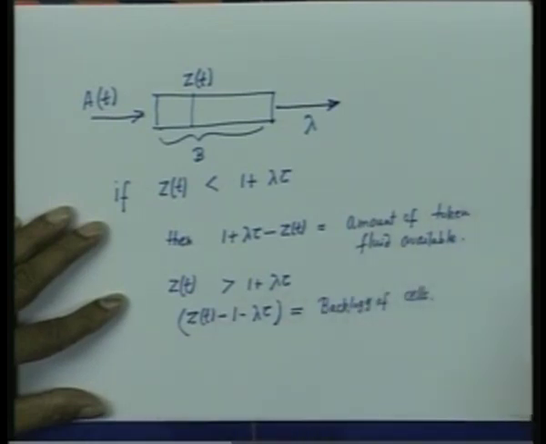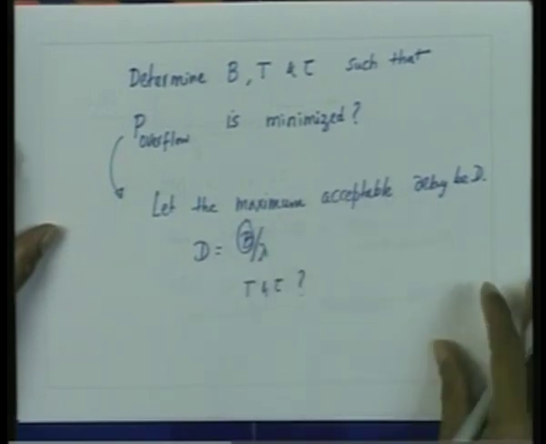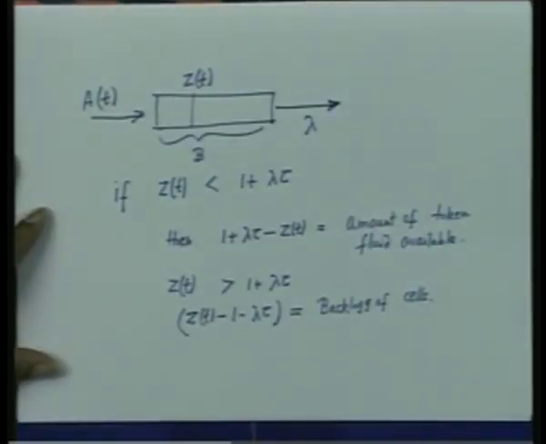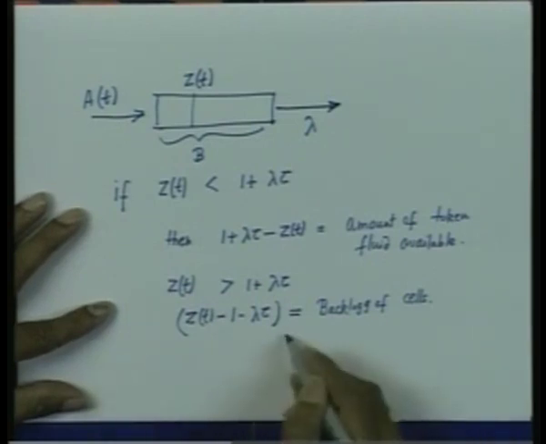Now in order to consider this problem where we are saying that the maximum acceptable delay is D and therefore the maximum acceptable backlog is B, what it means really is that the maximum backlog is B.